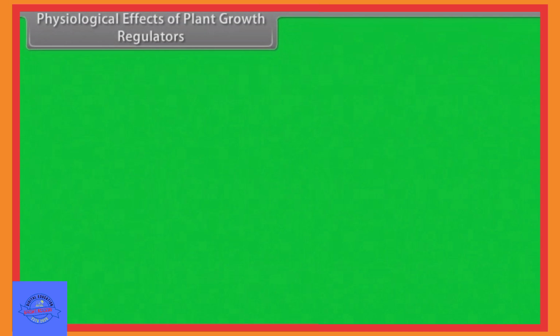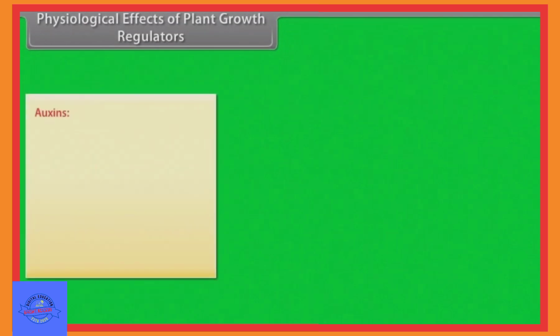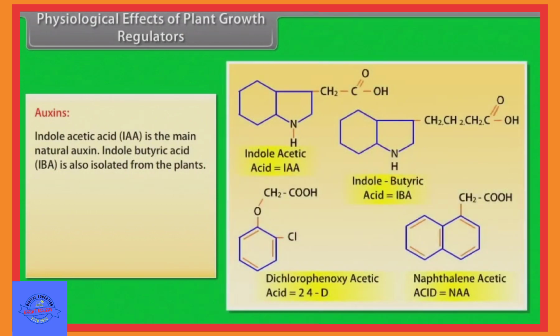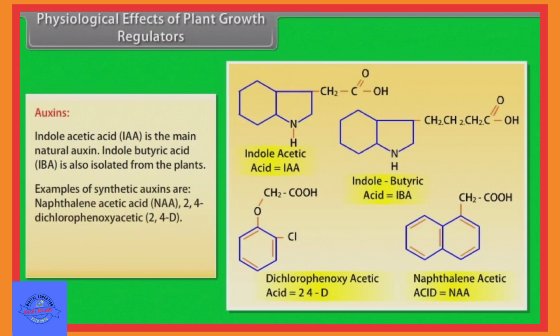Physiological effects of plant growth regulators. Auxins. Indole acetic acid is the main natural auxin. Indole butyric acid is also isolated from plants. Examples of synthetic auxins are naphthalene acetic acid, 2,4-dichlorophenoxyacetic acid. All these auxins are very useful in the agricultural field.